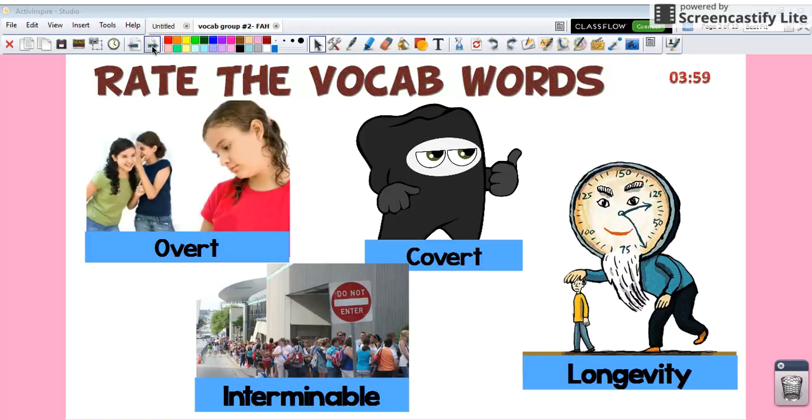All right, so the first thing I want you to do is take your vocabulary sheet and without cheating, don't look at the definition, just in the first column where you have the word and the numbers for the ratings, just rate your knowledge of each of our 4 vocabulary words. Our first word is overt, second word is covert, third is interminable, and the fourth is longevity. And just a quick reminder, 1, you've never seen or heard the word before, 4, you are an expert on the word.